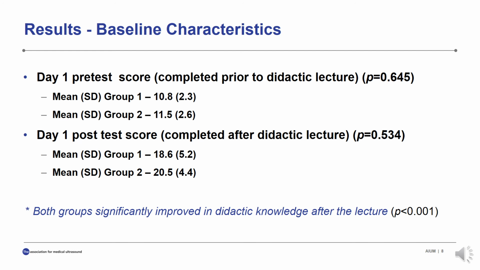The post-test score completed after the didactic lecture, both groups improved significantly with a p-value of less than 0.001. There was no difference in the mean score after the lecture between the two groups, with a p-value of 0.534. The mean score for Group 1 on the post-test was 18.6 with a standard deviation of 5.2, and the mean score for Group 2 was 20.5 with a standard deviation of 4.4.